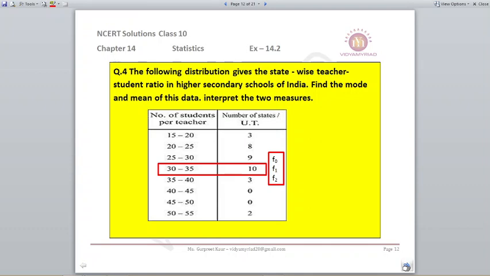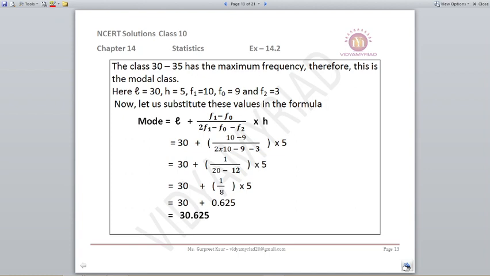So we will use this information and put it into the mode formula, which is L plus F1 minus F0 upon 2F1 minus F0 minus F2 into H. Now H, the difference, we know 30 to 35 is our class interval. So H is 5, L is 30. So 30 plus 10 minus 9 upon 2 into 10 minus 9 minus 3 multiplied by 5. Solve this, you will get 30.625 as your answer.